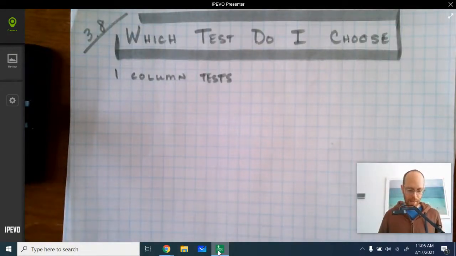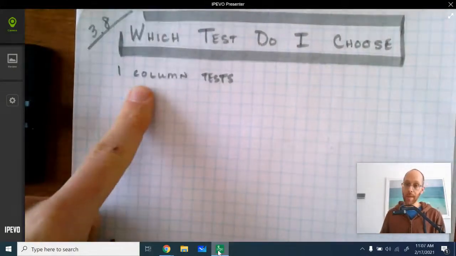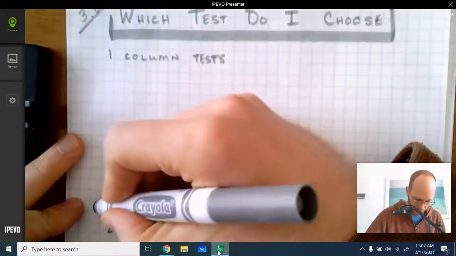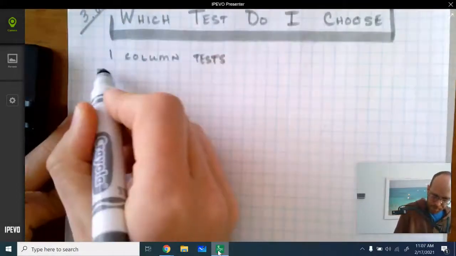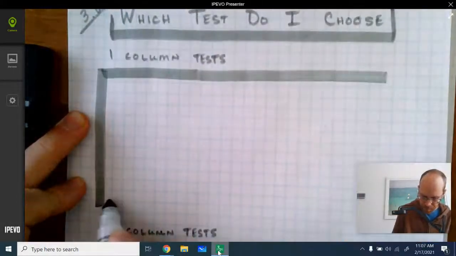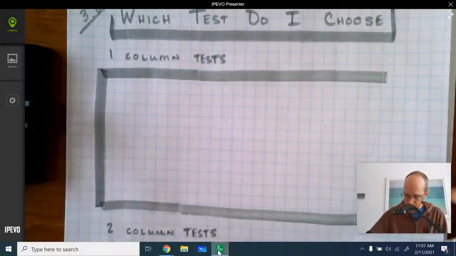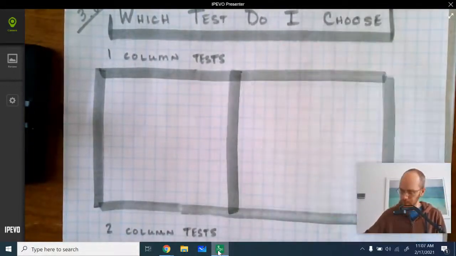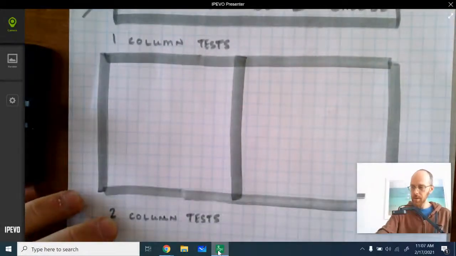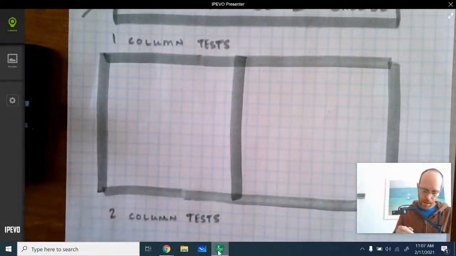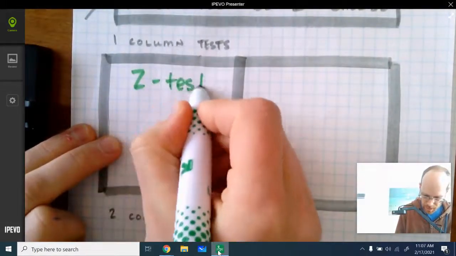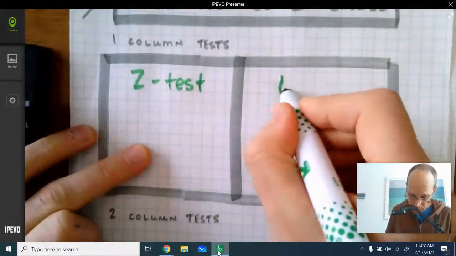Now, I would organize them into two categories. There are one-column tests and there are two-column tests. Let's start with the one-column tests. The two one-column tests are very similar to each other. There is the z-test and the t-test.